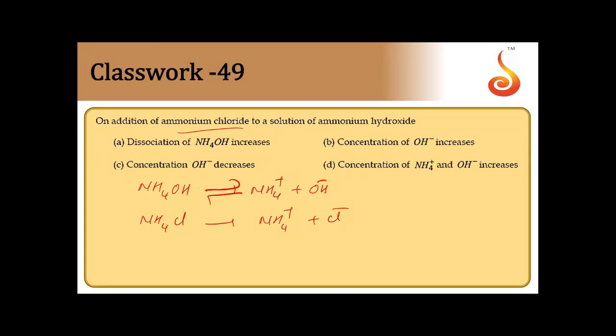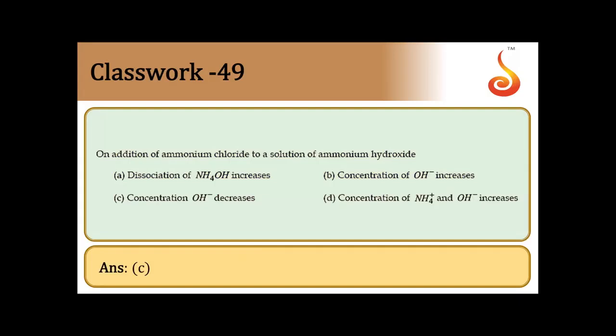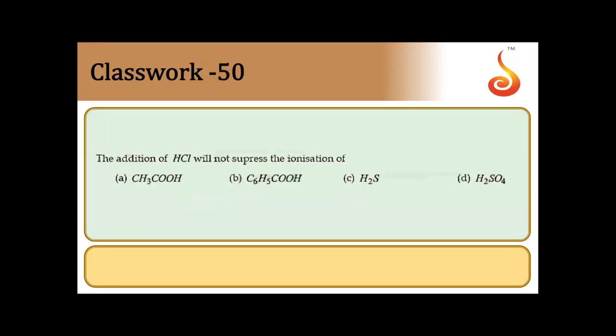Now we need to apply the common ion effect here because this will be in an equilibrium state. So the concentration of ammonium ions has been increased. This implies the above equilibrium moves in the backward direction. So it means the ionization of ammonium hydroxide decreases. So the concentration of OH minus ions will be decreasing. So the option is C. Because it moves in the backward direction, this value gets reduced here. We are applying the common ion effect here. So the concentration of OH minus ion decreases.